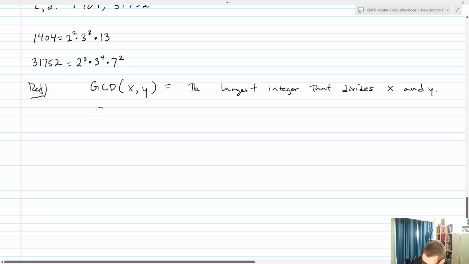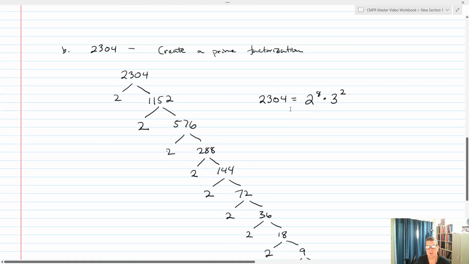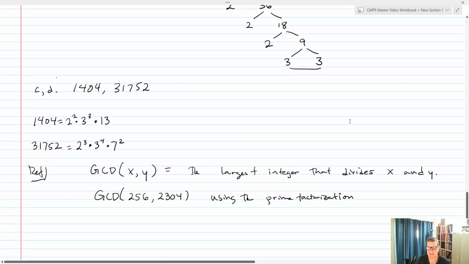So let's say, for example, I want to figure out the GCD of 256 and 2,304. So I look at those two. Now we actually have a method where we use the prime factorization. What we're going to do is use all the common factors. So I'm going to look at my two factorizations. I've got 2 to the 8th times 3 squared, that's 2,304, and 2 to the 8th is 256.